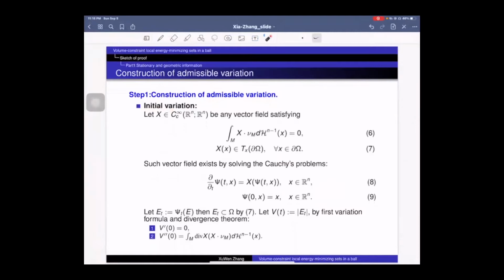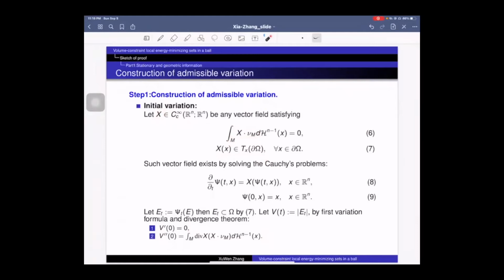doesn't preserve the volume in a short time, but will preserve the volume at the first order, which means that the first derivative of the volume is zero, but the second derivative of the volume fails to be zero, so it doesn't preserve the volume in a short time. And we take X to be any smooth vector field with compact support, and satisfying that the integration of X dot with nu M over M vanishes, and X is tangent to the boundary.